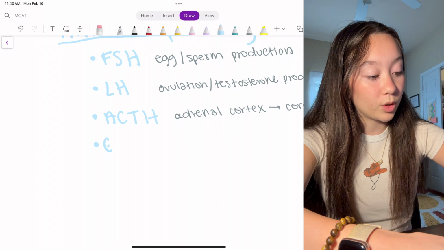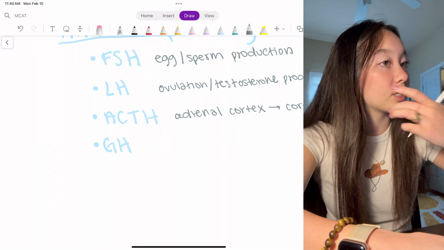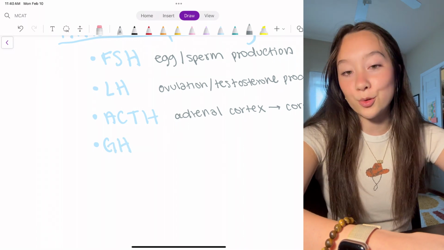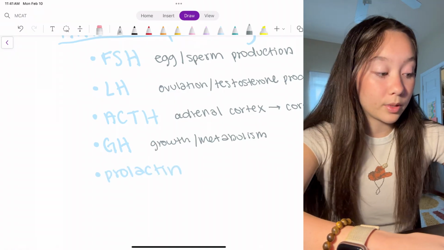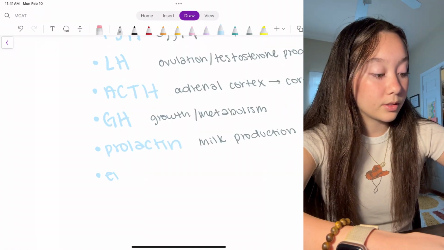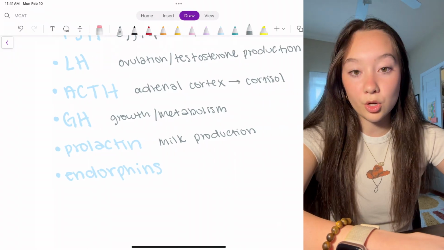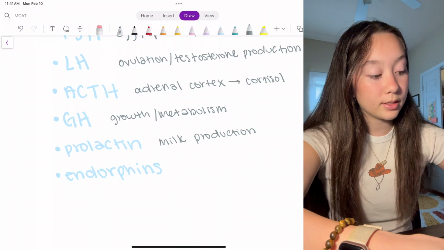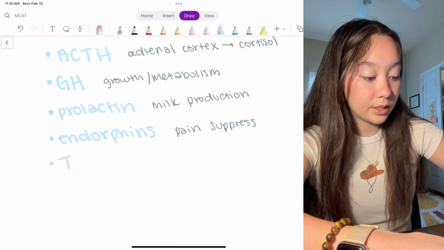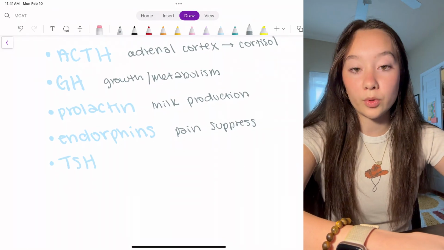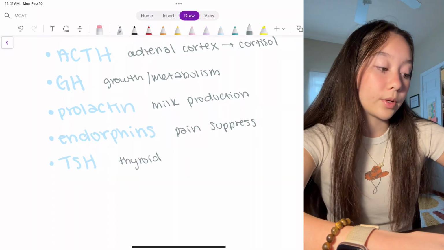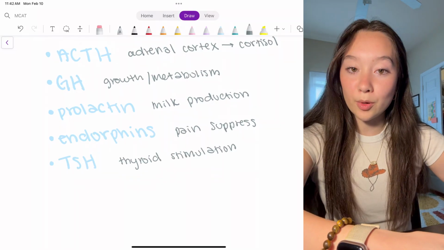Next, we're going to talk about growth hormone, which is pretty self-explanatory. It's just growth and metabolism. Next, we're going to talk about prolactin, which is milk production. Then we have endorphins, which we said were those natural opioids and pain suppressants. And then lastly, we have TSH, and this is going to stimulate the thyroid to produce hormones. So thyroid stimulation, another tropic hormone.